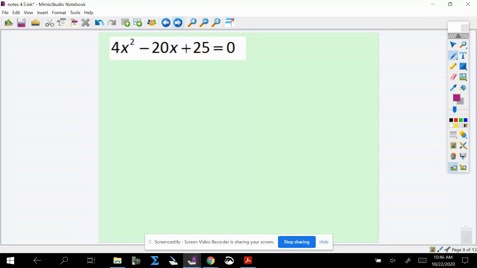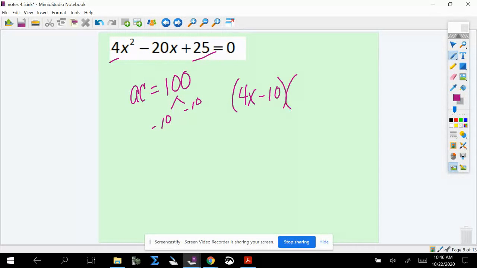This one is in standard form. There is no GCF. I'm going to do that AC method. So I'm going to multiply your A and your C. So 4 times 25 is 100. I need two numbers that multiply to get 100 and add to get negative 20. So that's going to be a negative 10 and another negative 10. So I'm going to write it as 4x minus 10 and another 4x minus 10.